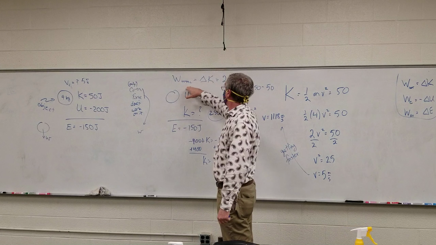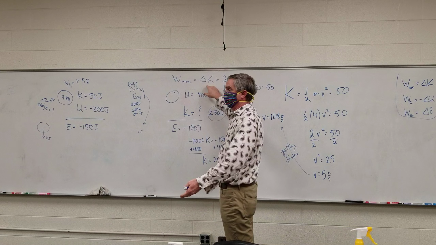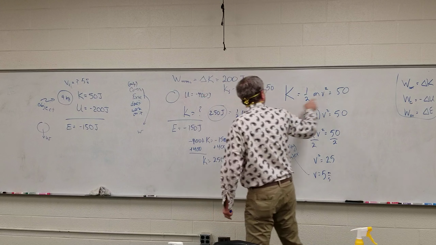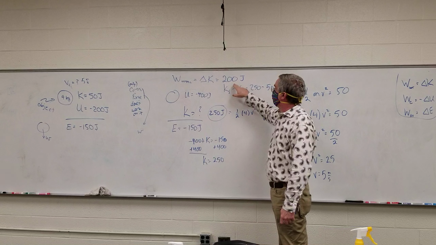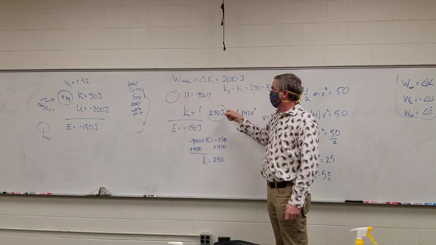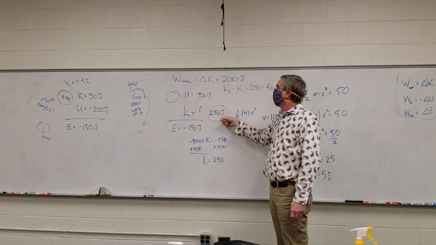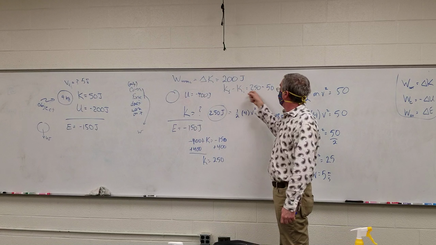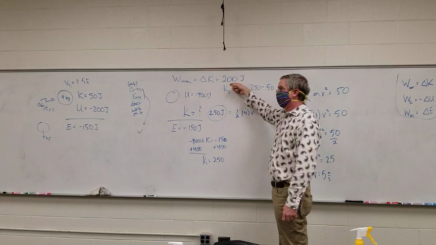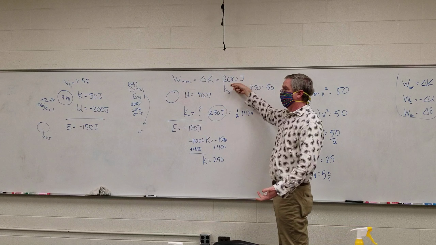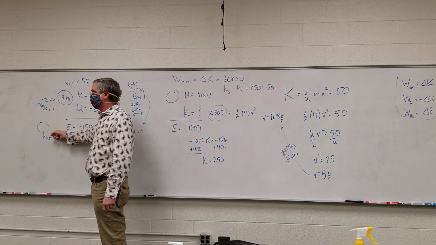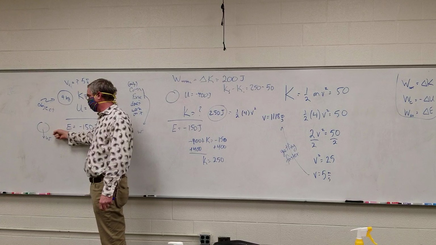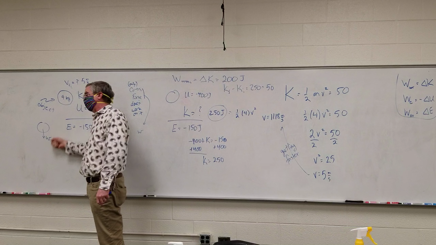Recapping, the total work is equal to the change in kinetic energy. That's just by definition. And that's equal to 200 joules because we started at 50 and we went to 250. So my total work was a positive number. And work is positive if the force is in the direction of movement. So since weight acts downwards, the displacement would have been in the same direction, downwards.